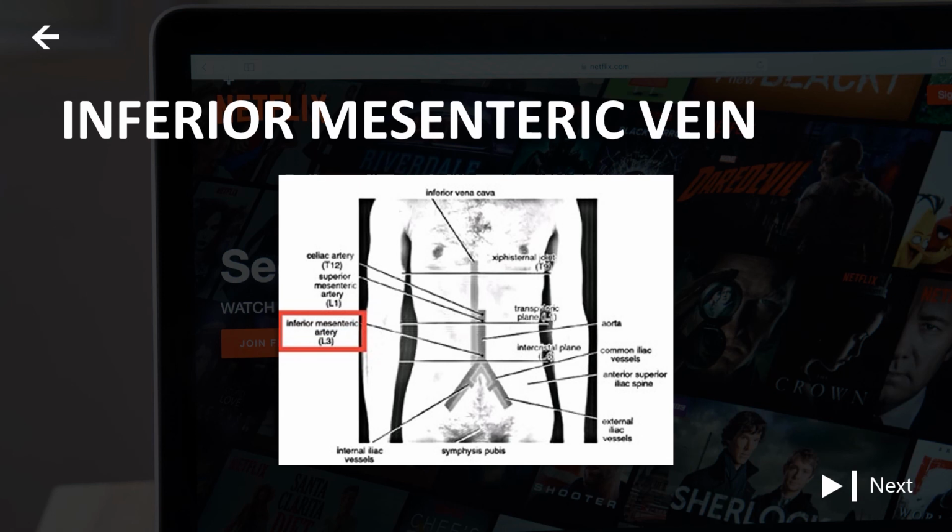Inferior mesenteric vein. The main function of the inferior mesenteric vein is to drain blood from the hindgut, a portion of the gastrointestinal tract that includes the structures from the distal transverse colon to the rectum.